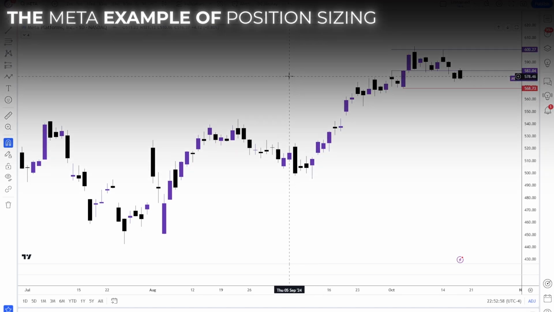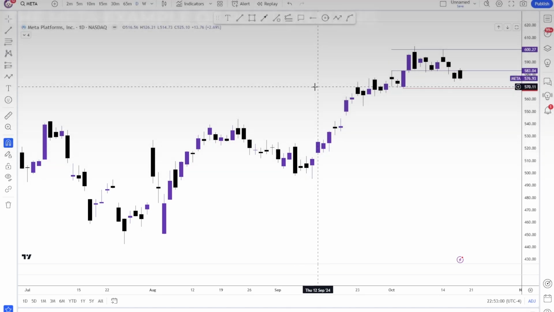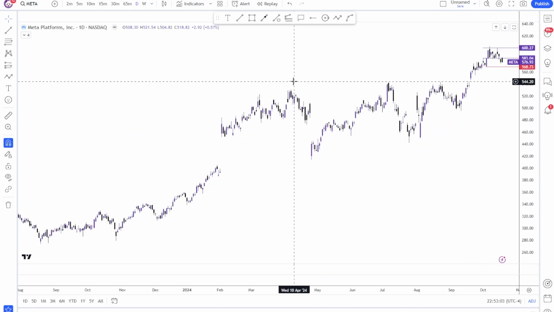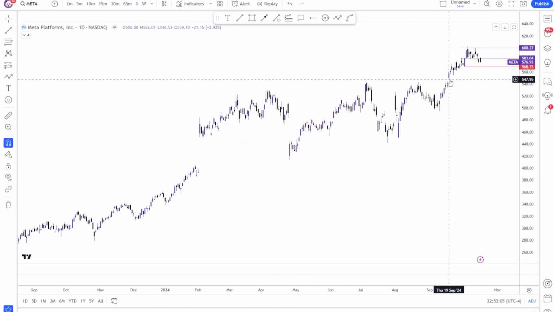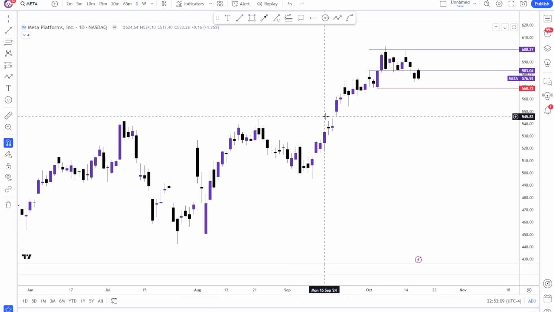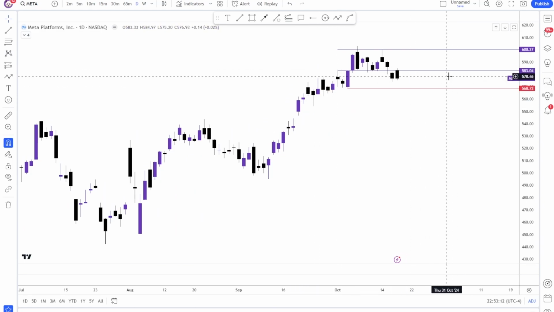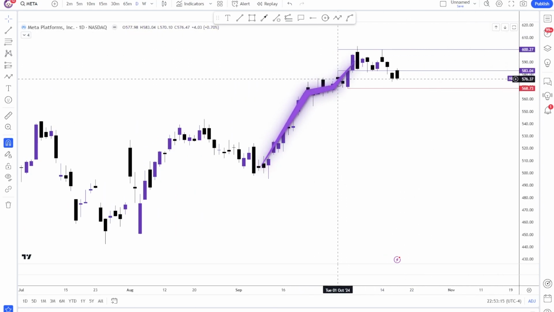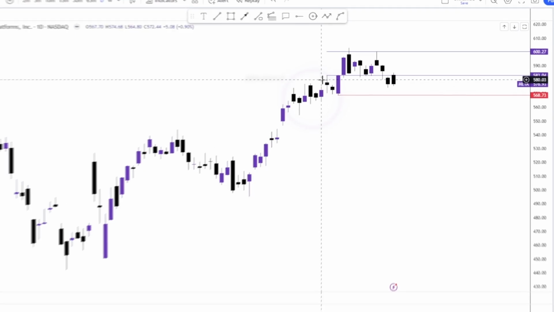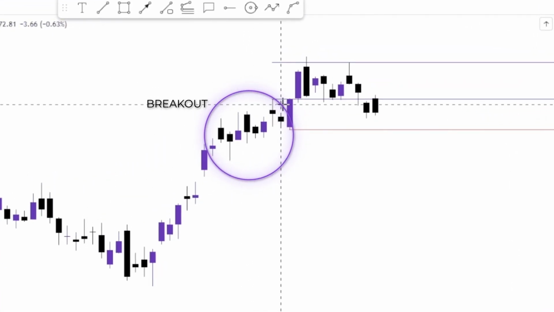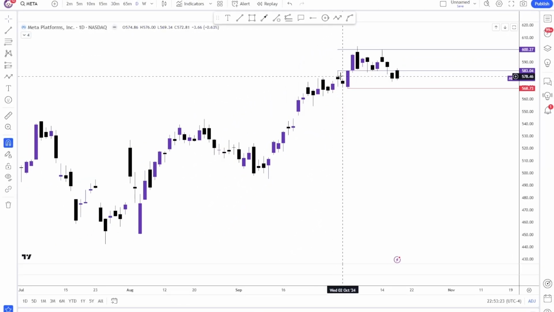But first, let's go through the Meta example of position sizing. I had a very simple idea here. Meta had previously broken out over its all-time highs, and then it had just been in this upward channel while the market was also trending higher. On the first, we saw Meta break out over the highs and then fail. It couldn't sustain the all-time high breakout and the market wasn't quite ready. Then the next day had a small range day.